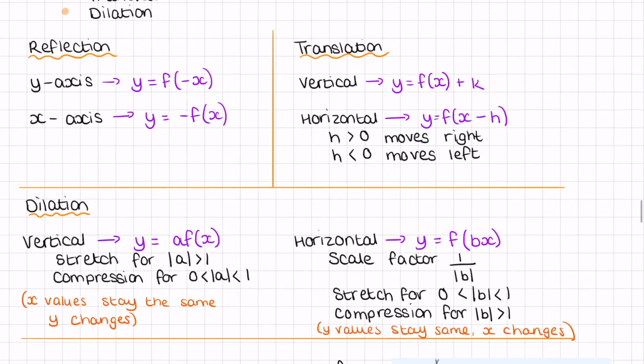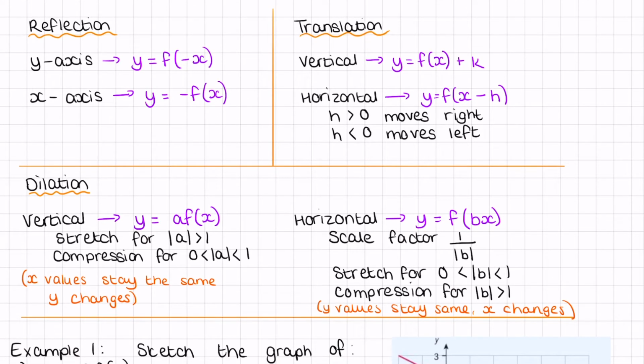Dilation, you can have vertical or horizontal. A vertical dilation is where the whole function is multiplied by a value a. If the absolute value of a is greater than 1, so that basically means it's greater than 1 or less than -1, then it will stretch. If the a value is between 0 and 1, so it's basically a fraction, then the graph compresses. Quick note and hint, for a vertical dilation, the x values stay the same and the y values change.